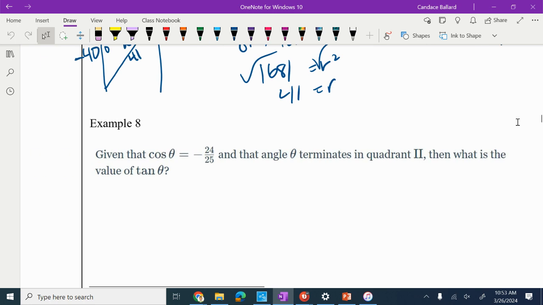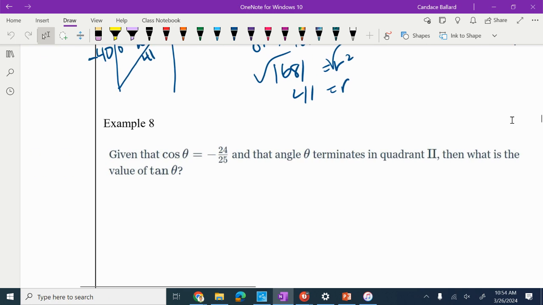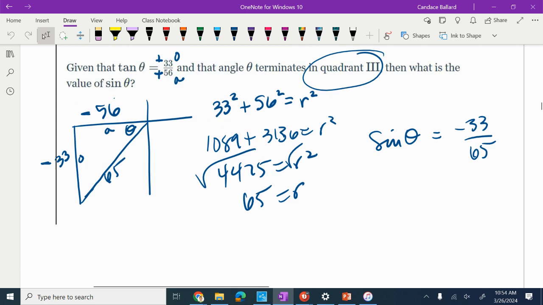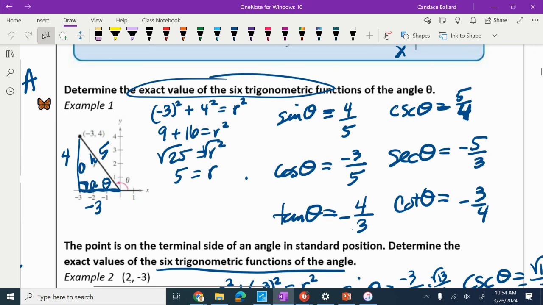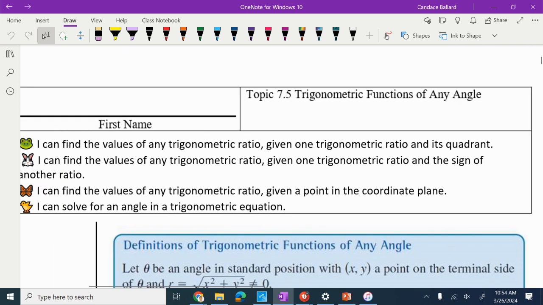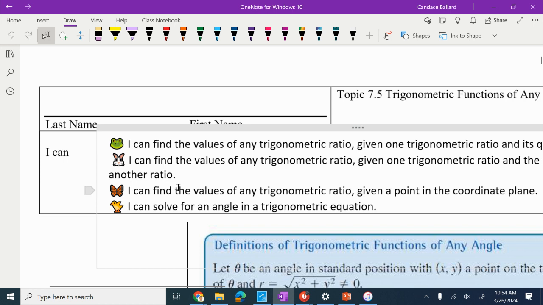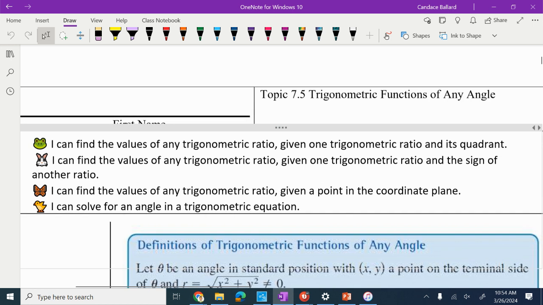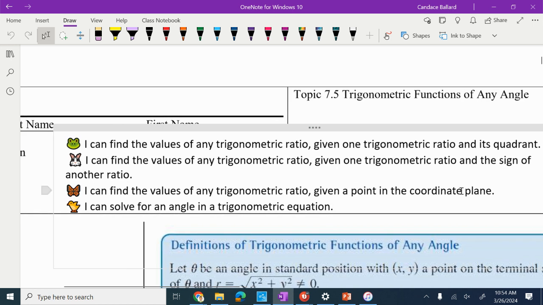Okay, all right. So we are going to do example 8 just as a review of what we were doing yesterday. We worked on the butterfly one, which was finding the values of any trig ratio given a point in the coordinate plane. Those were our first 2 examples. We found our triangles and we listed the 6 ratios. We are now working on this based on what quadrant it's in. So we're working on the little frog problems right now.